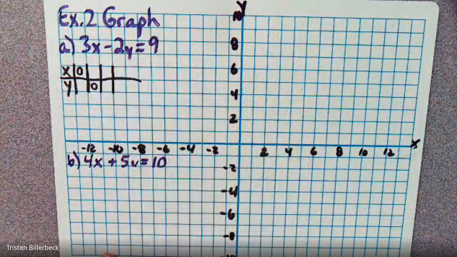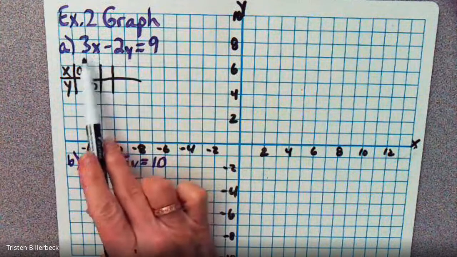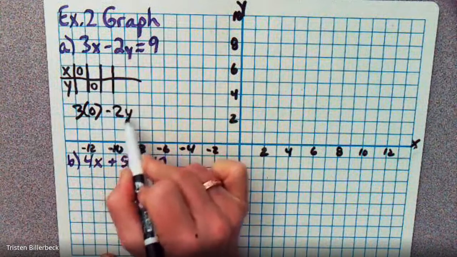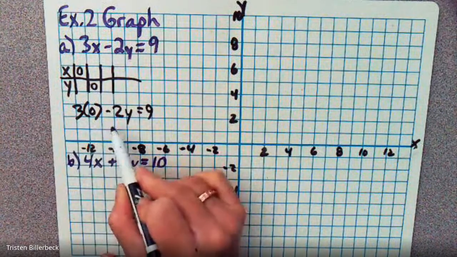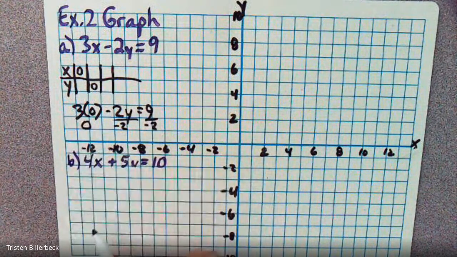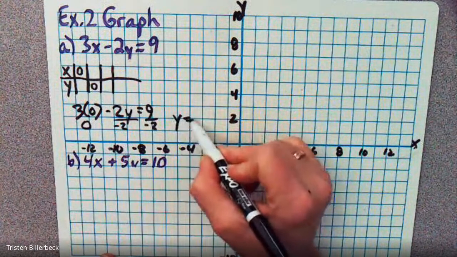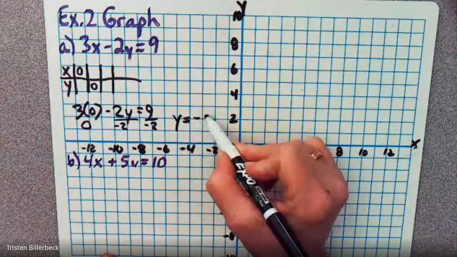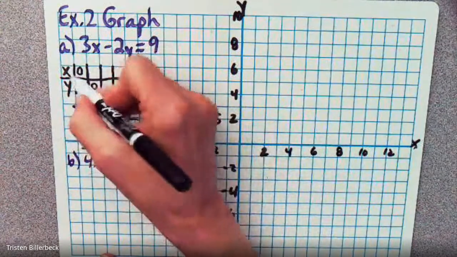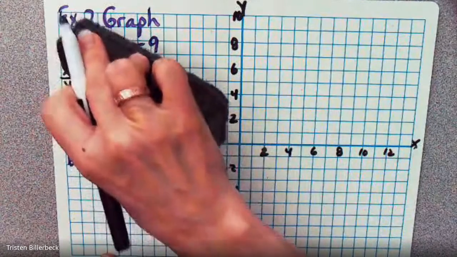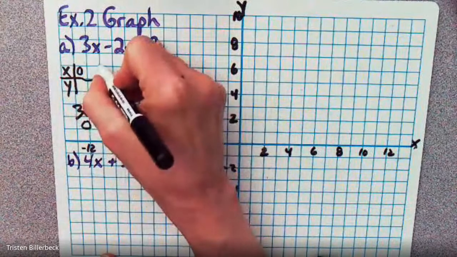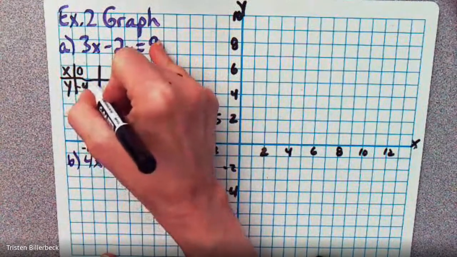Okay, so if X is 0, that's 3 times 0 minus 2y equals 9. Well, that just means I have to divide by negative 2 here and negative 2 here because that's just 0. So my y then becomes negative 4.5. So I should make a little more space, eh? So let's do that. So negative 4.5.